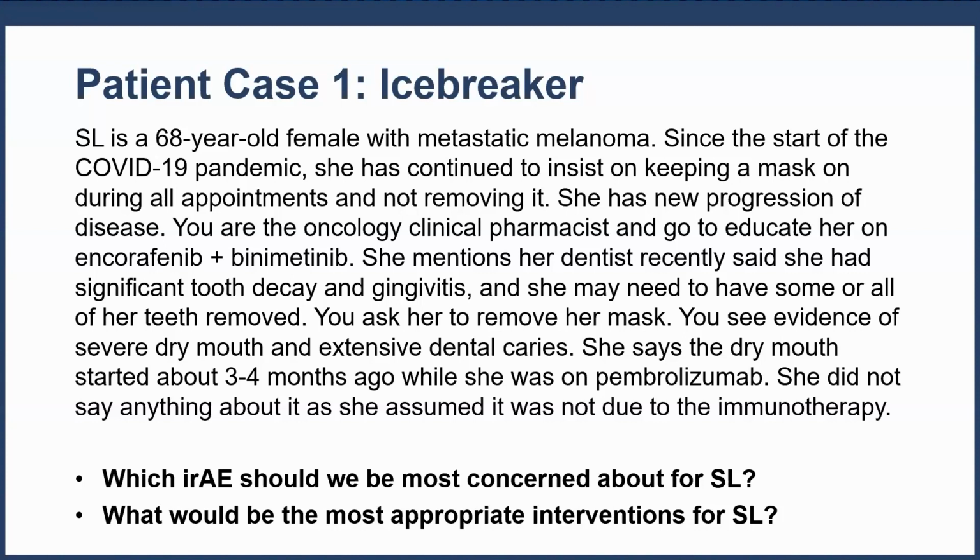You're intended to go to educate her on her next line of therapy, which is encorafenib and binimetinib, which are targeted therapies. She mentions her dentist recently said to her that she had significant tooth decay and gingivitis, and she may need to have some or all of her teeth removed. You ask her to remove her mask, and you see that evidence of severe dry mouth and extensive dental caries exists. She says the dry mouth started about 3 to 4 months ago while she's on pembrolizumab, but she just didn't say anything about it, as she assumed the cause was not due to immunotherapy. Which IRAE should we be most concerned about for SL, and what would the most appropriate interventions be for her?